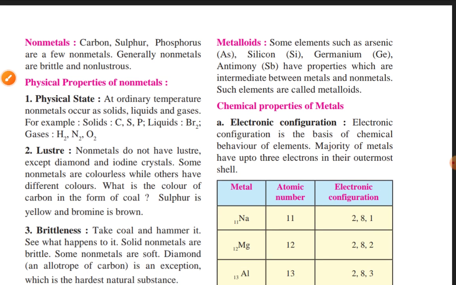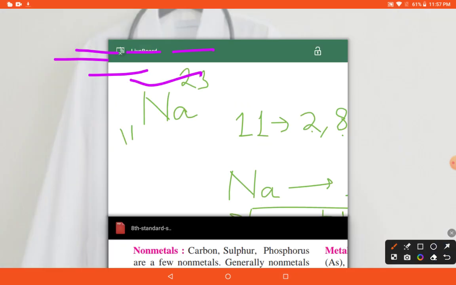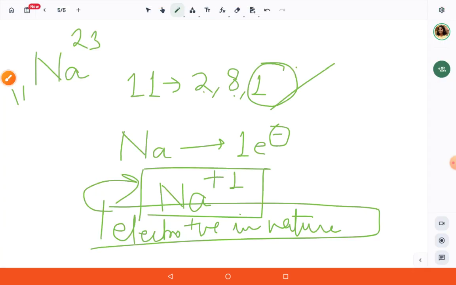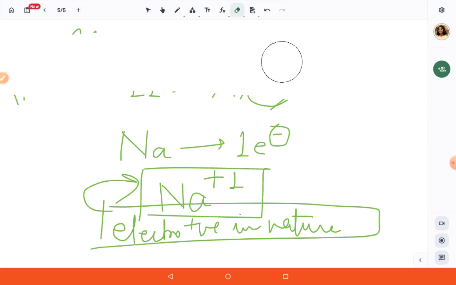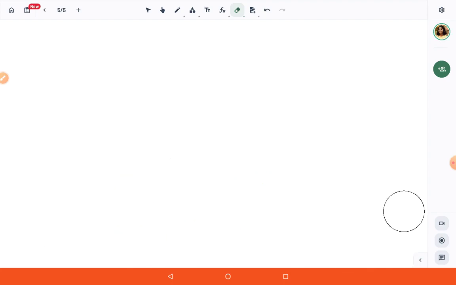Now talking about non-metals. Some examples are carbon, sulfur, and phosphorus. They are brittle and non-lustrous. They are electronegative in nature. We talked about how metals are electropositive; now let's talk about how non-metals are electronegative. They can form anions, which means negative charges on them.